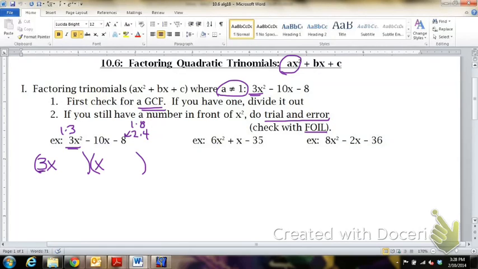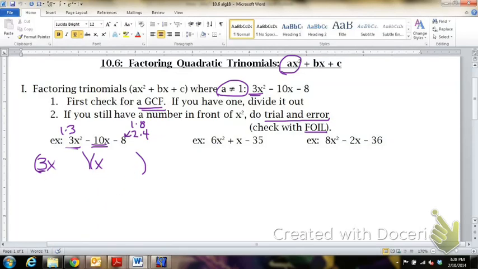So my numbers for 8 are 1 and 8 or 2 and 4. So I could try 1 and 8. Now you check your inner and your outer. So this gave me a 1 and that gives me 24. These are the numbers that are going to try to make that 10. Can 1 and 24 make 10? No. So here comes the trial and error part.